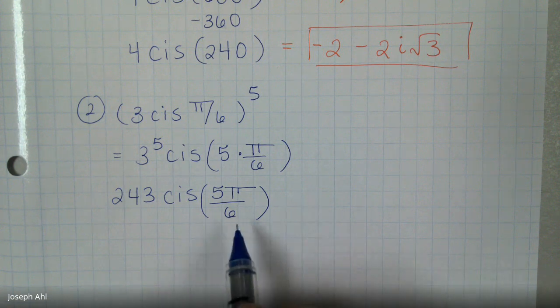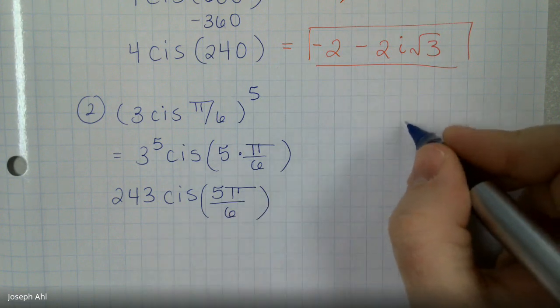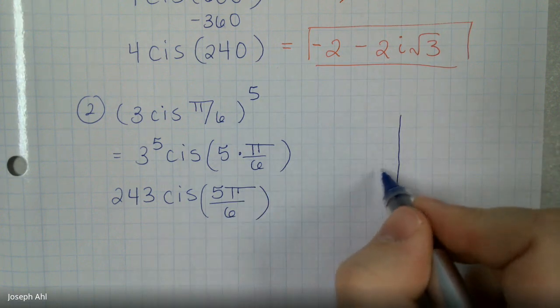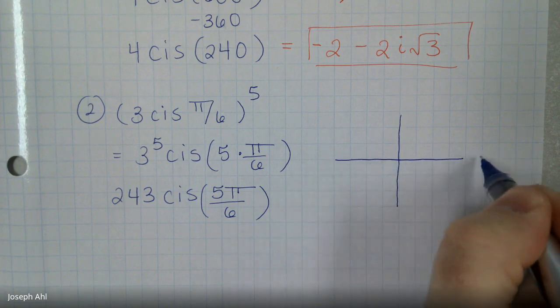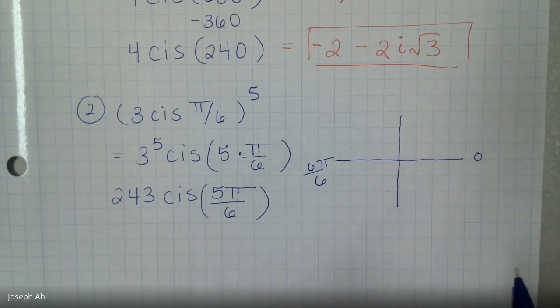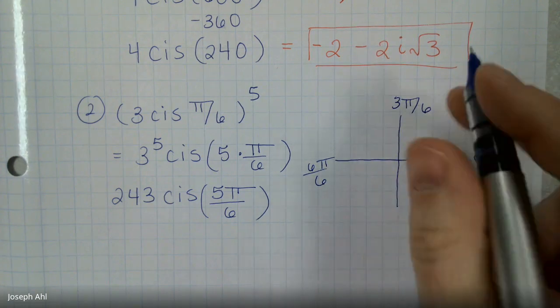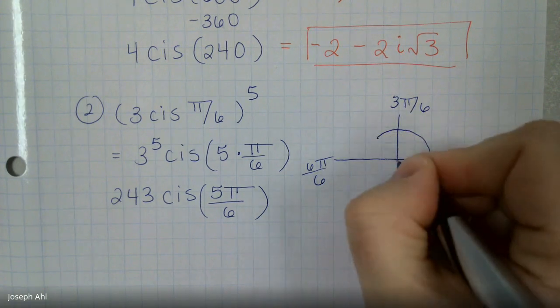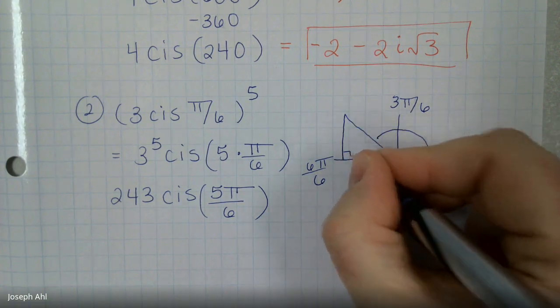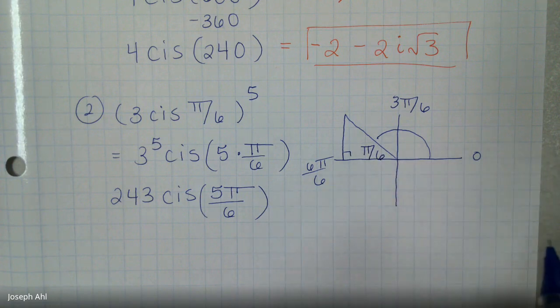So if I were to convert this now back to a plus bi form, that rectangular form, 5 pi over 6, hopefully we've done enough radian sketching that you're feeling pretty confident with it by now. 0 is here. Halfway is pi, or 6 pi over 6. So 3 pi over 6 is a quarter revolution. 5 pi over 6 is definitely in quadrant 2, with a reference angle of pi over 6, or 30 degrees.